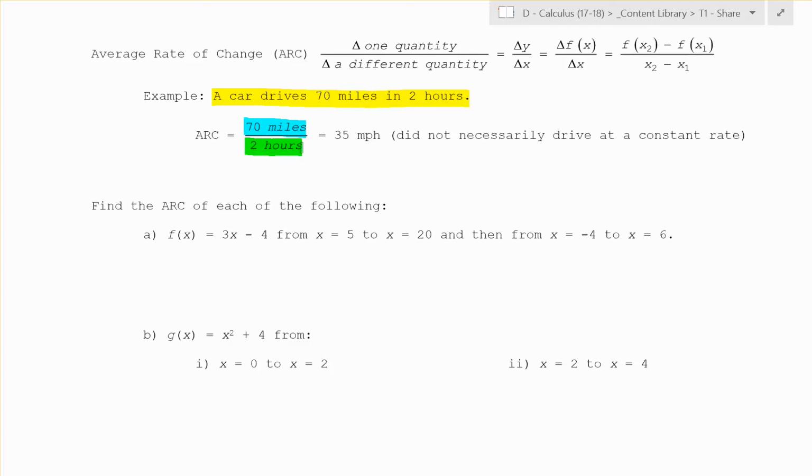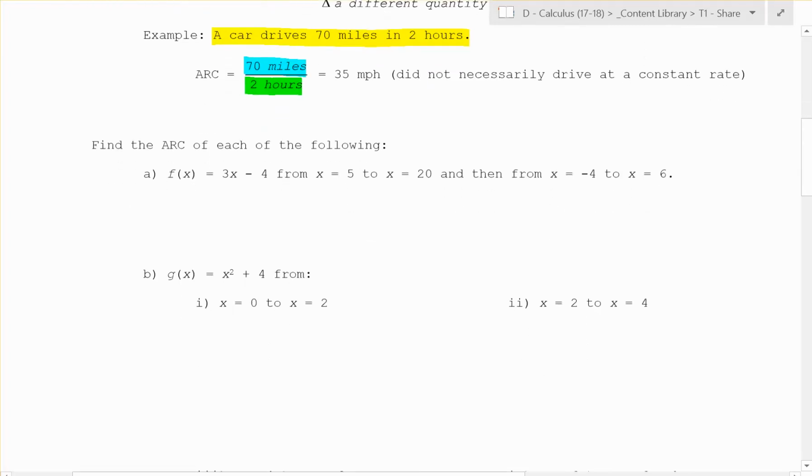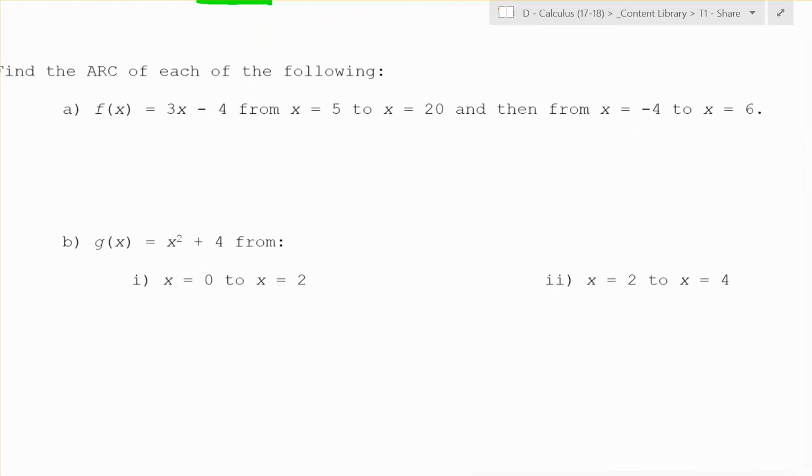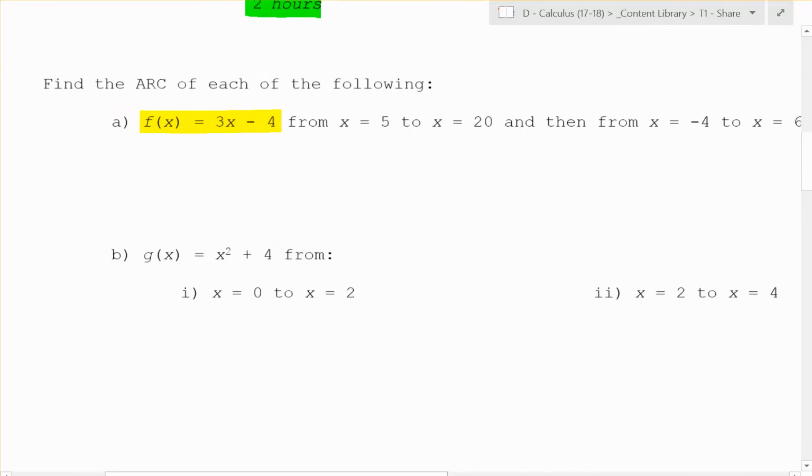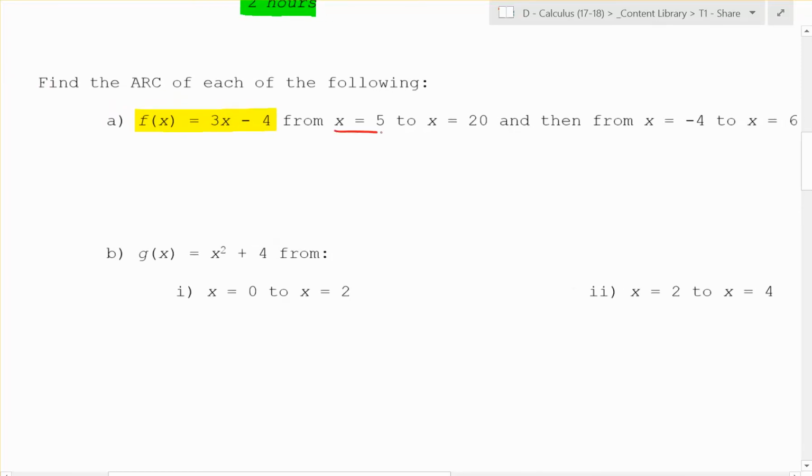So let's talk about finding the average rates of change of defined functions like this one. So we're talking about f of x is equal to 3x minus 4. We want the average rate of change from x equals 5 to x equals 20. In order to do this question, you first want to find the actual points when x equals 5 and x equals 20. Remember, I said that finding the average rate of change is going to come down to finding the slope between 2 points. So if you plug 5 into this function, 5 times 3 is 15. 15 minus 4 is 11. You have the first point, 5, 11.